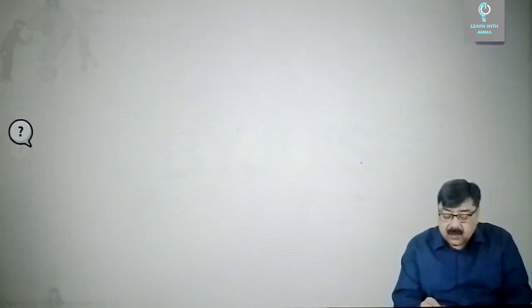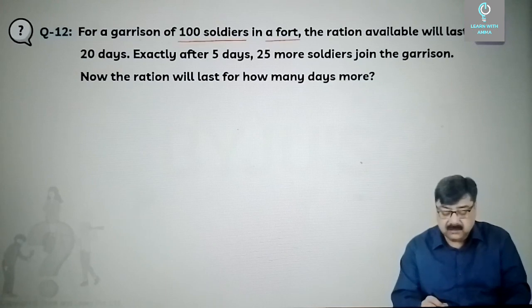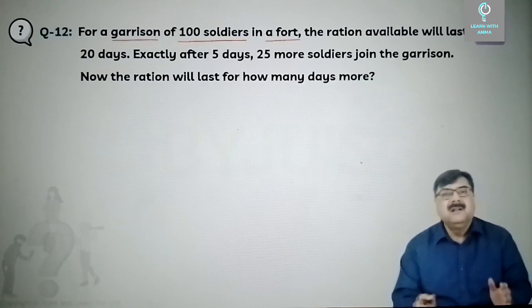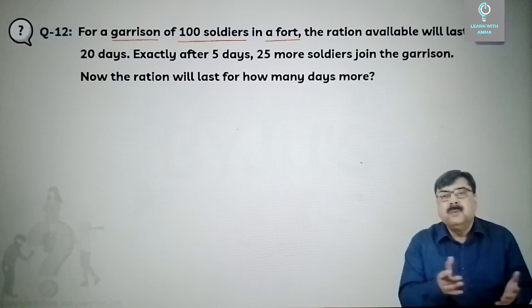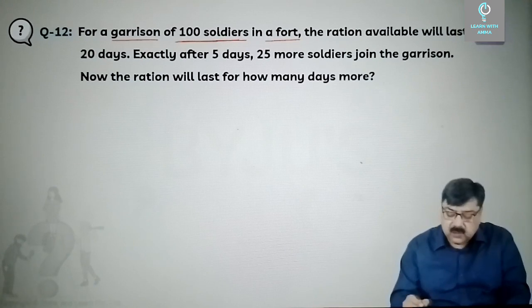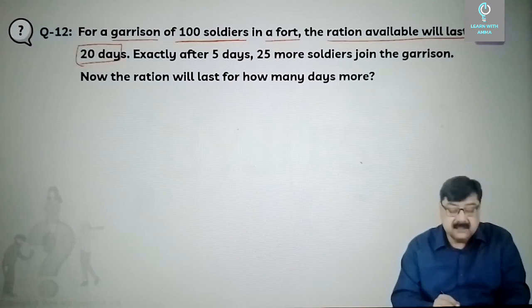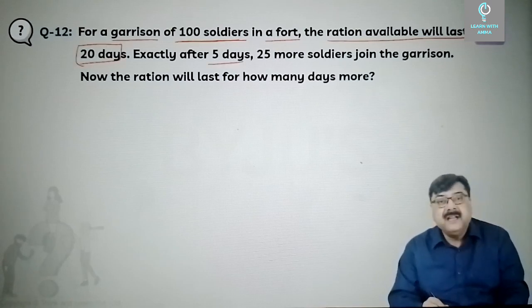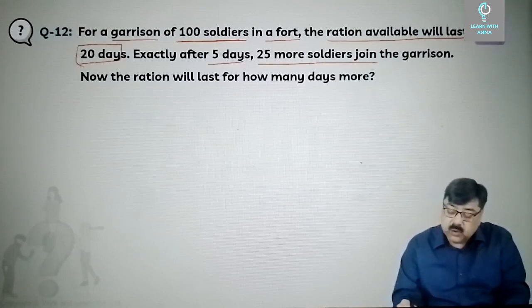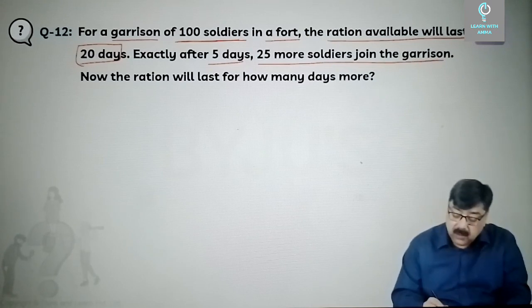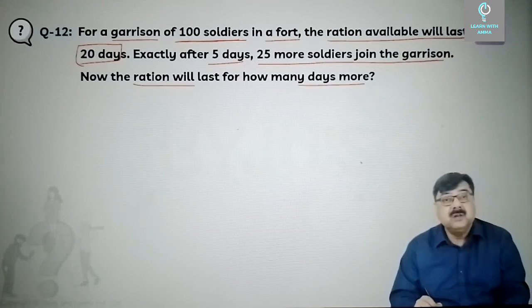Alright, for a garrison of 100 soldiers in a fort, the garrison is nothing but a platoon or a group of soldiers. So there are 100 soldiers in a fort. Now the ration available will last for 20 days. Now, exactly after 5 days, 25 more soldiers join the garrison. Now the ration will last for how many days more?